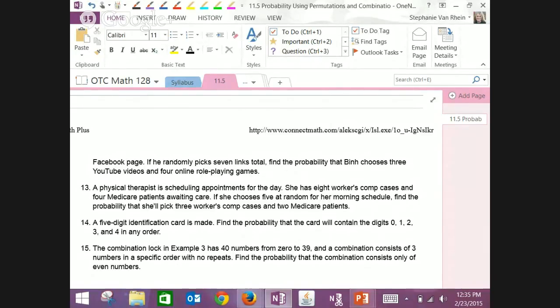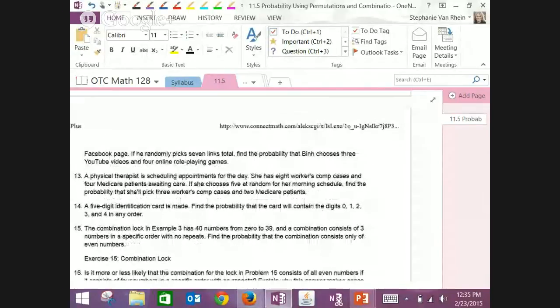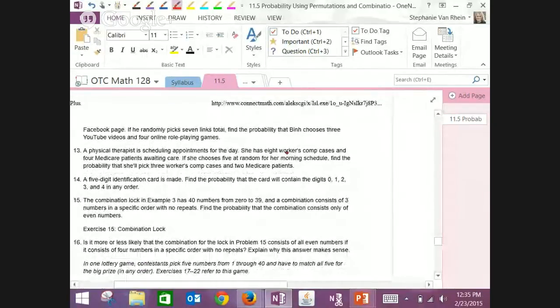So that would be 12. So total, 12 total. So I have 8 workman's comp workers. I want to pick 3 of them times 4 choose 2, divided by 12 choose 5.